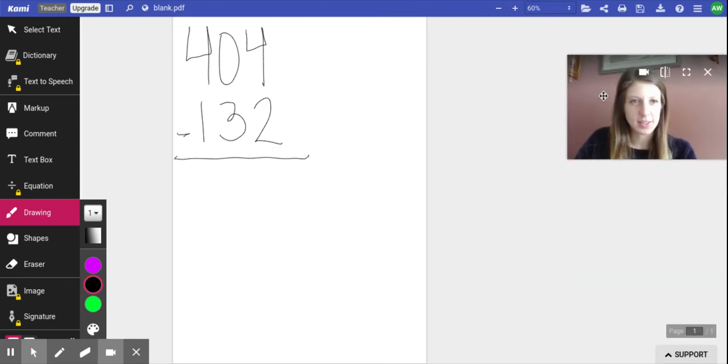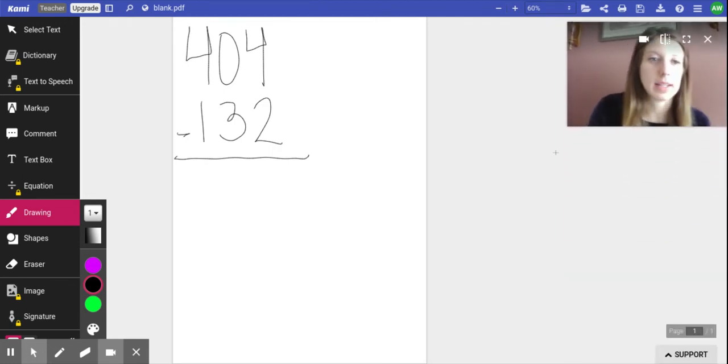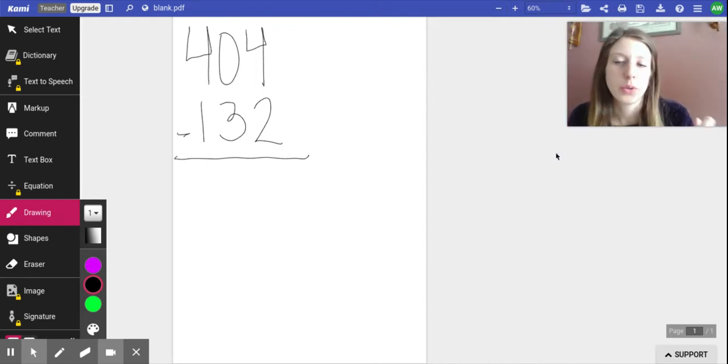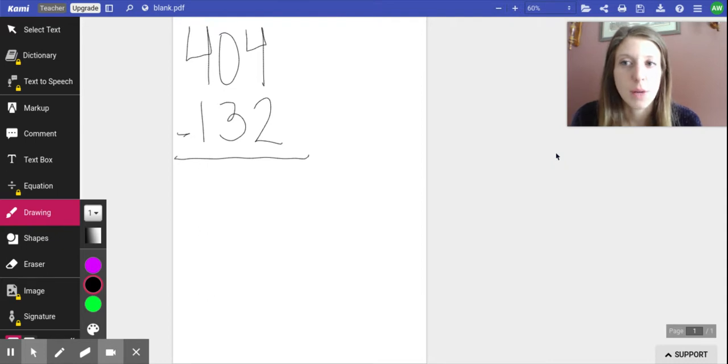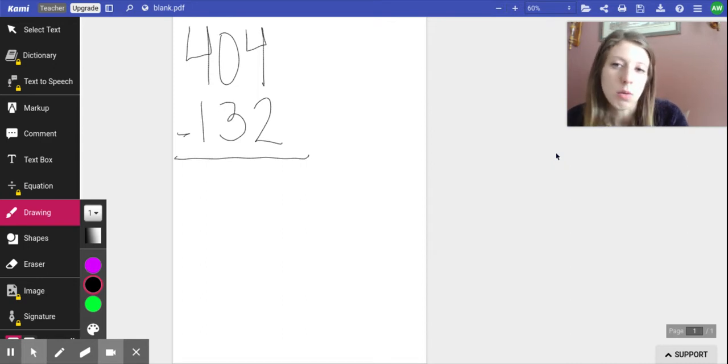Hello. All right, so today for your math mini lesson, we are going to do subtraction again, but we're going to do it with zeros. So I have right now on the screen 404 minus 132. Notice that the zero is in the tens place. So what I want us to refresh our memory on is subtracting with zeros because sometimes it can be a little different and tricky. So like always, we are going to start in our ones place.